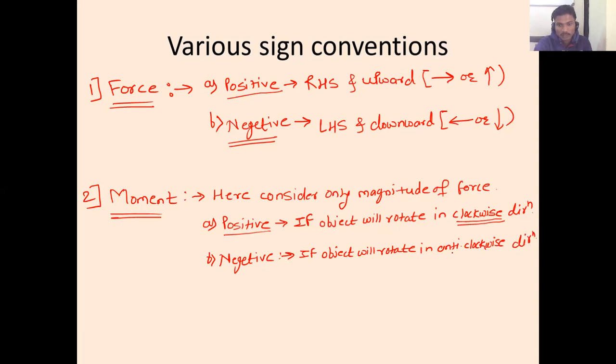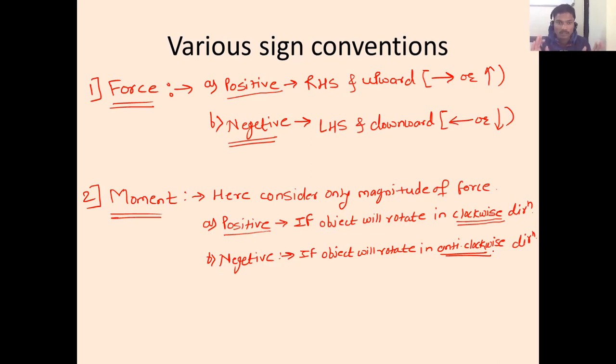Now, being an engineering student, we should be able to find the moment at a desired or required point once force is applied at a certain point. That point you have to consider fixed. Force is applied maybe towards the right hand side or the left hand side. Accordingly, if the object will rotate clockwise, moment is positive. If it will rotate anti-clockwise, moment is negative.